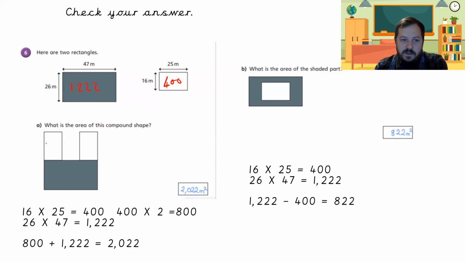And then we know that that's 400 there. We know that's 400 there. We know that's 1,222. And all we're doing is adding them all together. So 2 lots of 400 is 800. We add that on to the 122, and we get 2022. And there it is. Now it's meters squared because what we're measuring in and all of these is meters.